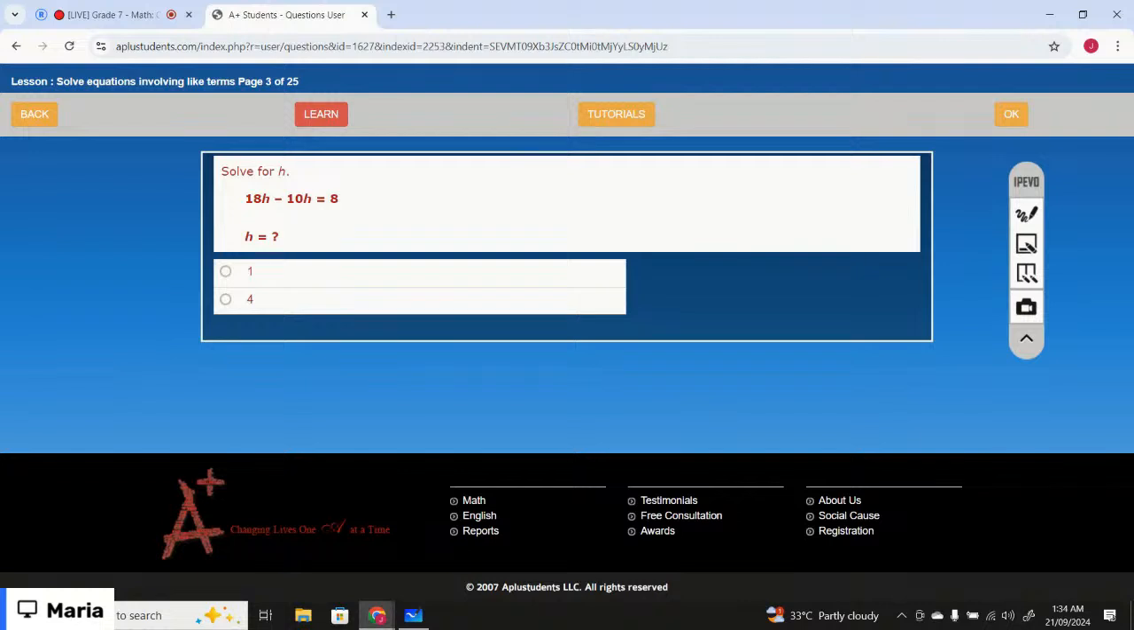18H minus 10H equals 8. 8H equals 8. So which is the correct option? That is H equals 1. Option number 1 is the correct option.